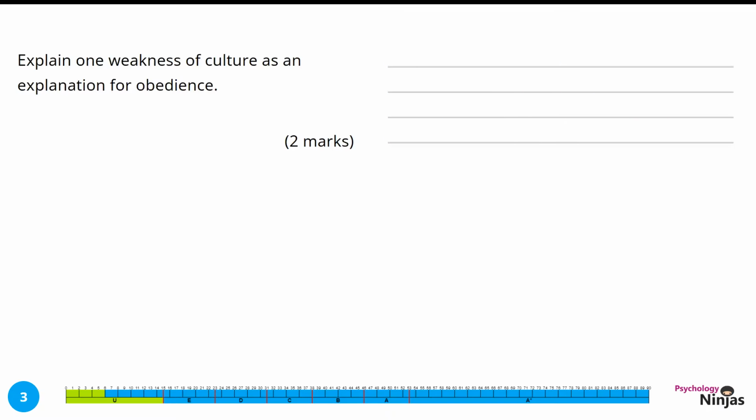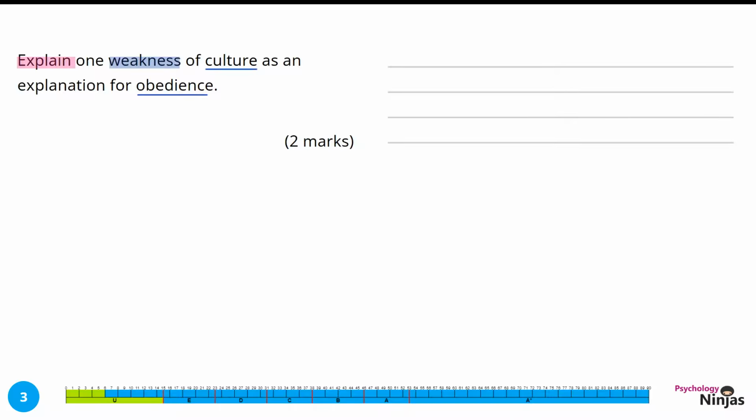Explain 1 weakness of culture as an explanation for obedience, 2 marks. Here we had the command word explain, which means we need to give a thorough and detailed response. This time we're focusing on evaluation and we're focusing on a weakness, particularly of culture as an explanation, and it needs to focus on obedience rather than culture generally.